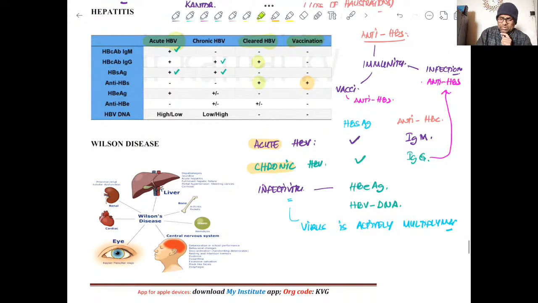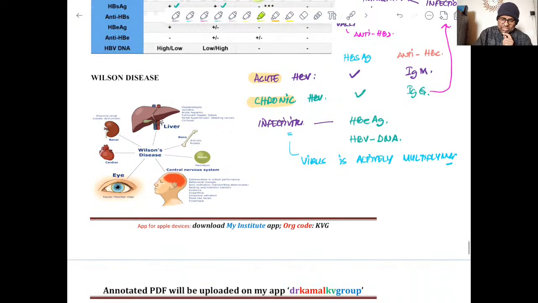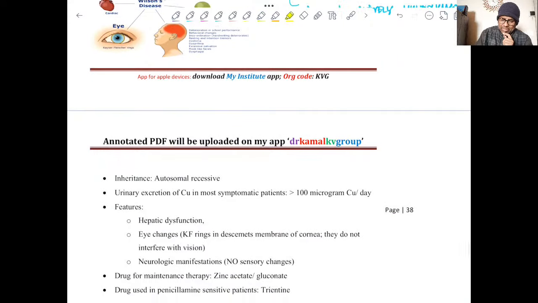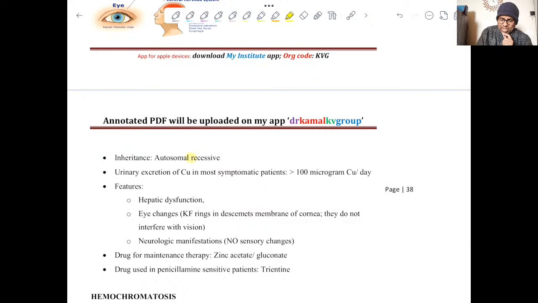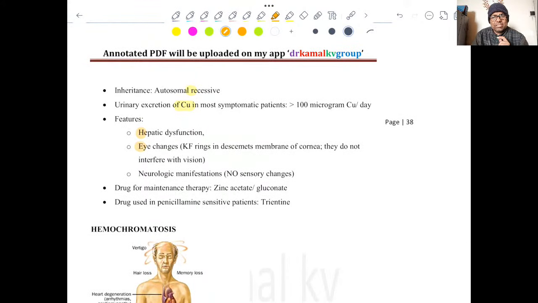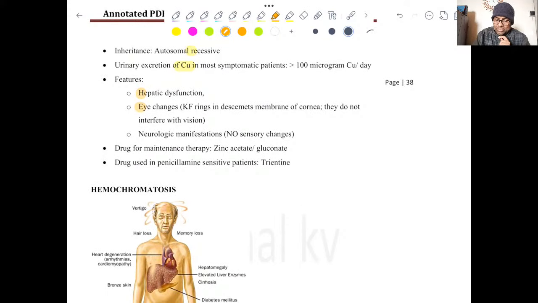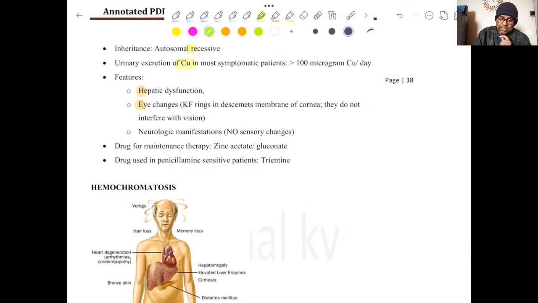So you should remember, most of the time the question is from this only. Then Wilson disease, I think most of you must have already read. This is autosomal recessive, and there is increased level of copper which can be excreted in the urine as well, and this is known as hepatolenticular degeneration. So there is liver dysfunction, there are Kayser-Fleischer rings in the Descemet's membrane of the cornea which does not interfere with the vision. Then there are neurological manifestations also.